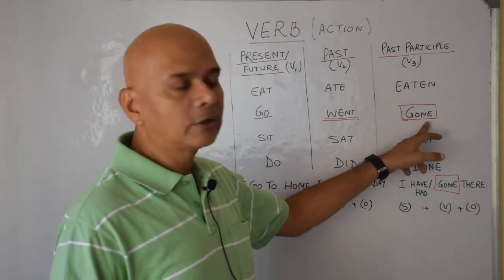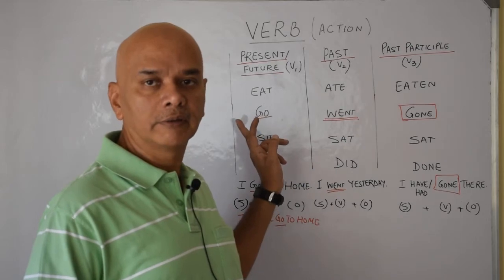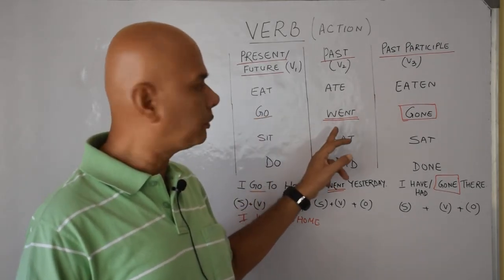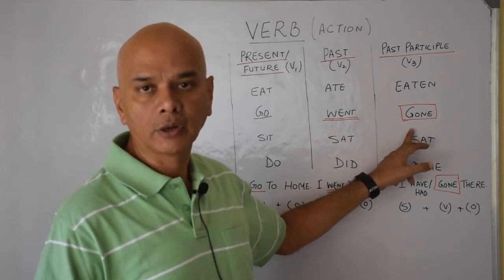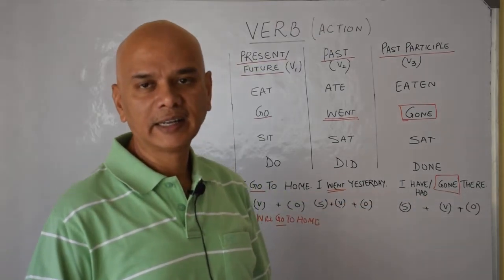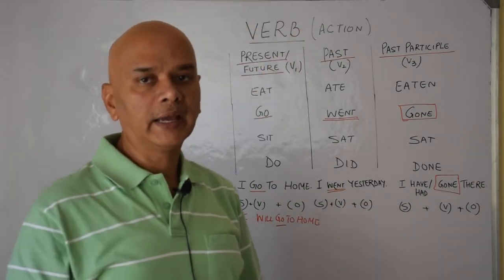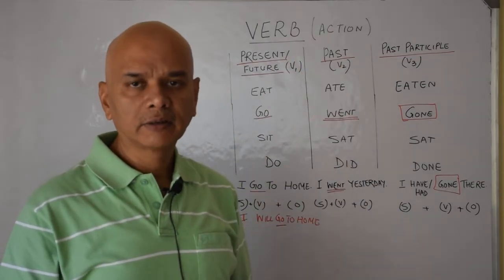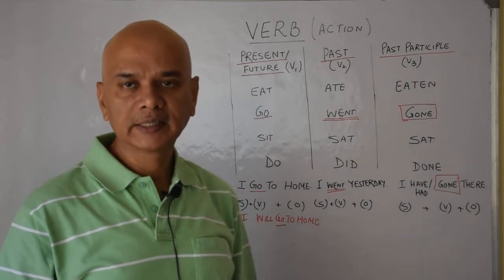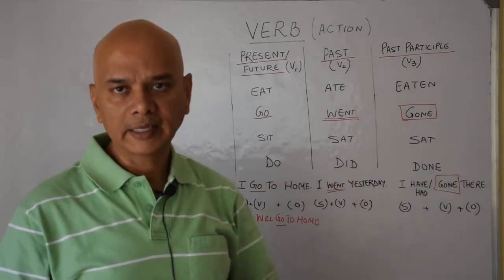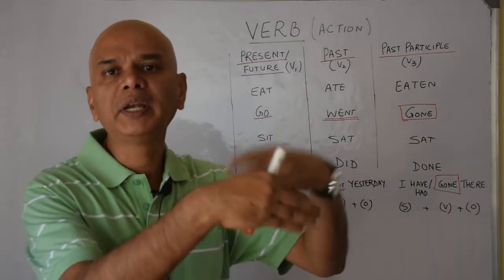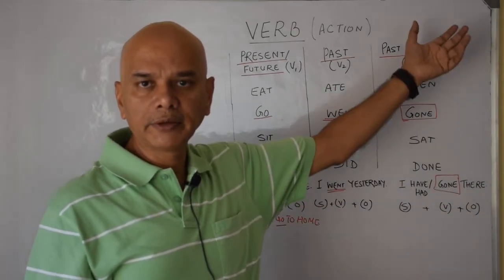I will use the word gone now. So we have used do, we have used go, we have used went, now we are using gone. So I have gone there. I have gone to Mumbai last year. I have gone to my native last month. I have gone to market yesterday. These are all actions which is in the past, but will repeat again. That is where we use the past participle.